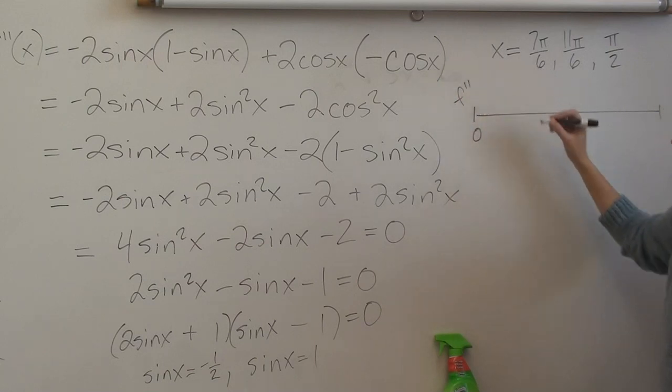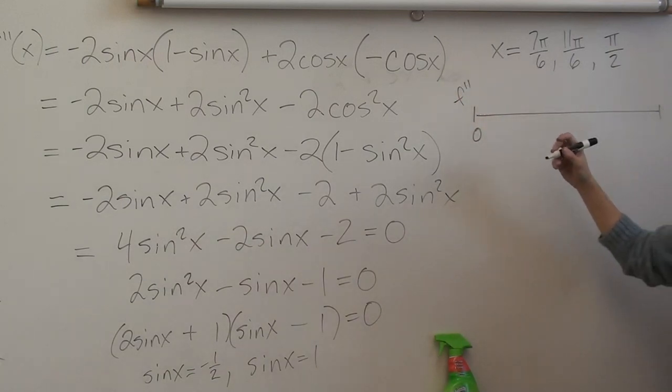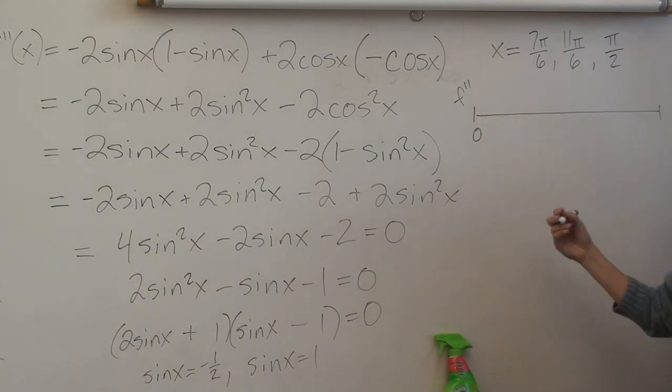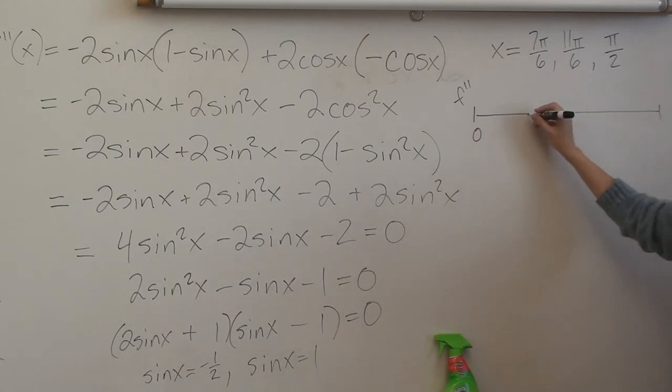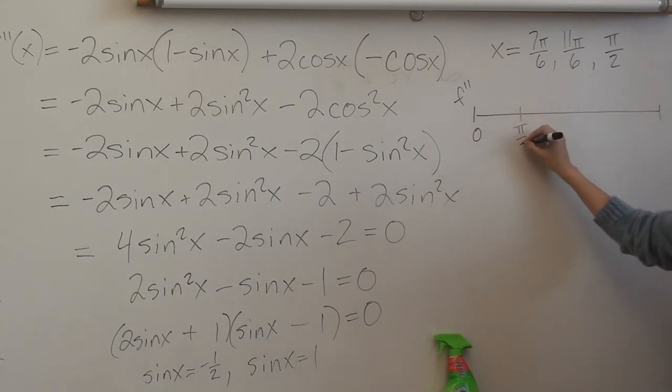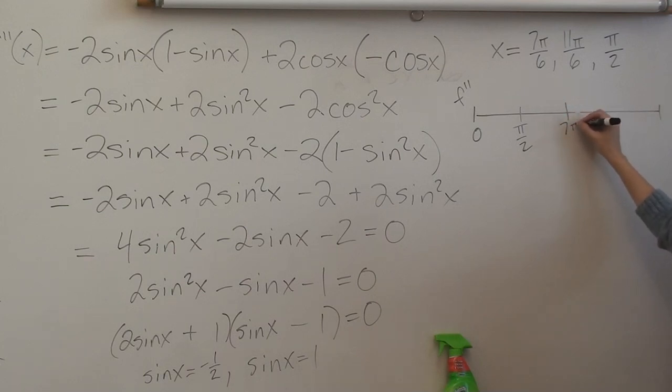Our f double prime sign line. Make sure you write these in the correct numerical order. Which one of these comes first? Pi halves. Then 7 pi over 6. Then 11 pi over 6. And then we end at 2 pi.